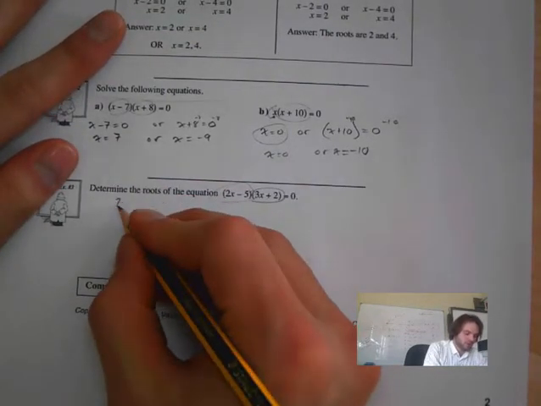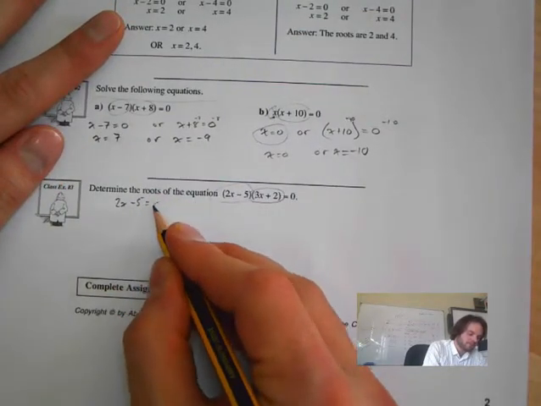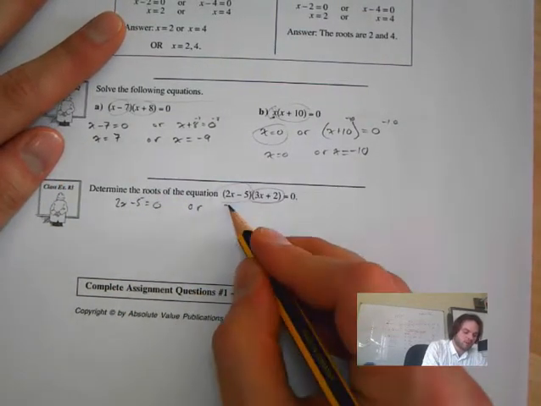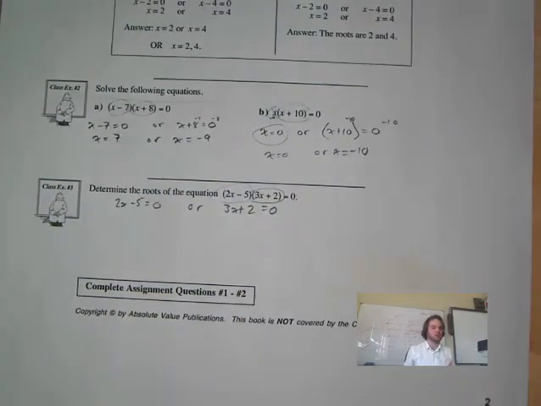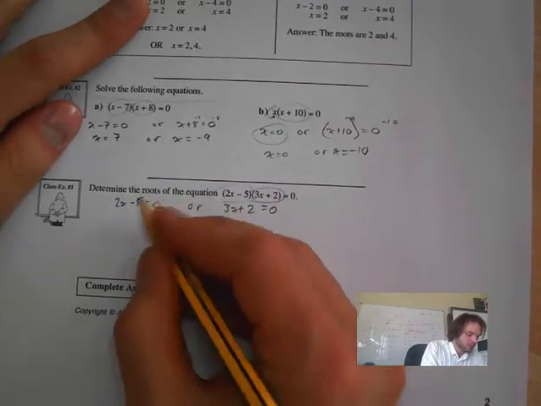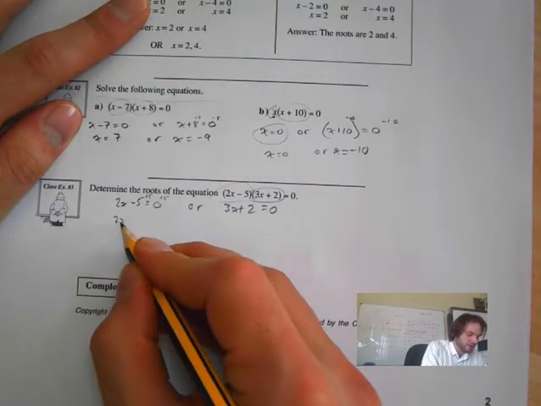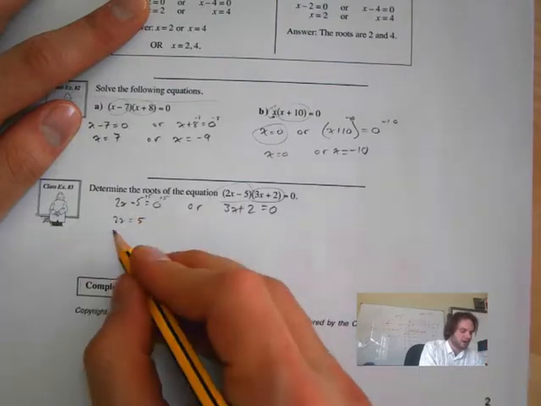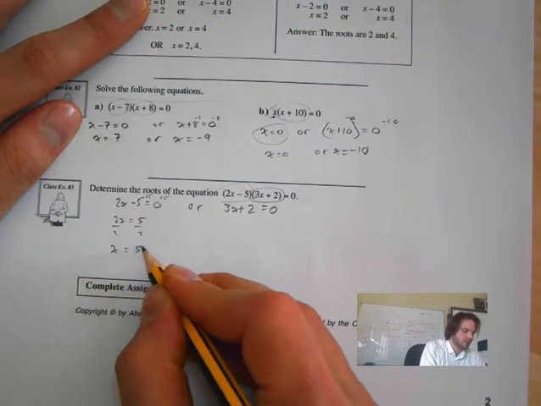We could have 2x subtract 5 equal to 0, or we could have 3x plus 2 equal to 0. So let's see what the answers are. We have two answers for this. Let's check it out. First, I have to add 5 to both sides, so I get 2x is equal to 5. Now I divide by 2 and I get x is equal to 5 over 2.